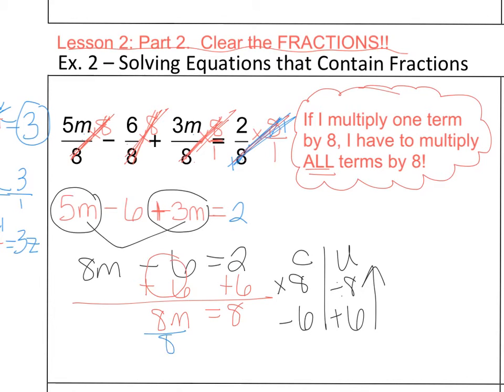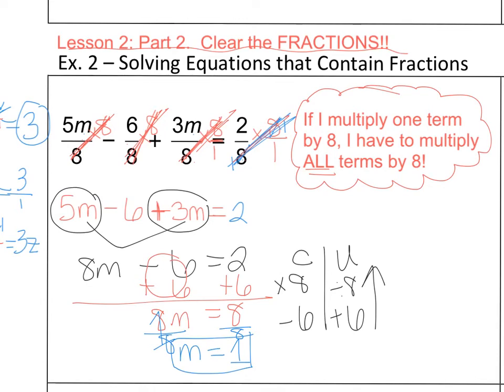And divide by 8. 8 divided by 8 is 1, leaving me with my variable. 8 divided by 8 is 1 on the other side as well. So m equals 1.